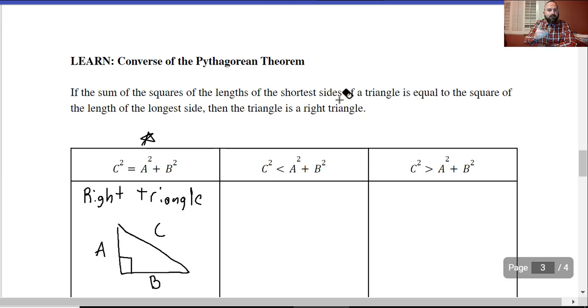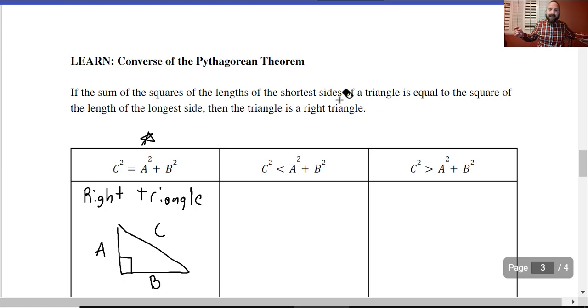Now there is a converse. If the sum of the squares of the lengths of the shortest sides is equal to the square of the length of the longest side, then it's a right triangle. That's all the converse is. Instead of saying, hey, if it's a right triangle, then a squared plus b squared equals c squared, now it's saying, hey, if a squared plus b squared is equal to c squared, then what type of triangle is it? It's a right triangle.